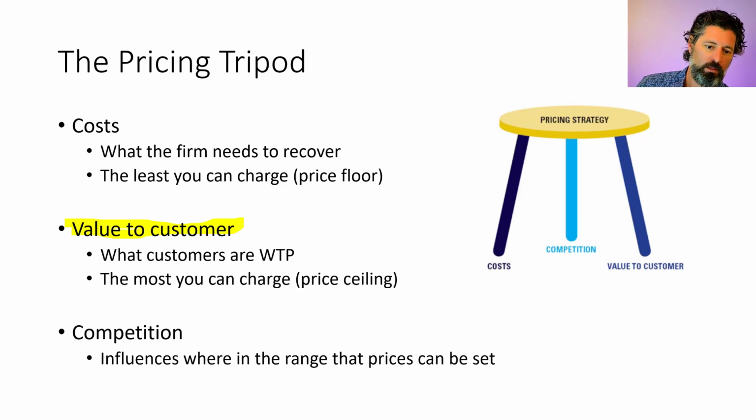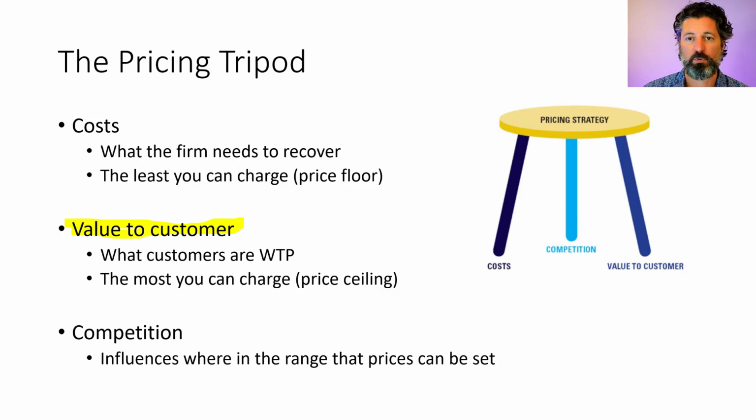All right, next up, we have value to customers. So value to customers is we're trying to figure out what people are willing to pay for something. So this is the most you can charge. Whereas the costs might be considered the price floor, the most you can charge is this value to customers, what they would be willing to pay. And so within that range, you might then think about where competition is and how your pricing positions you compared to the competition.